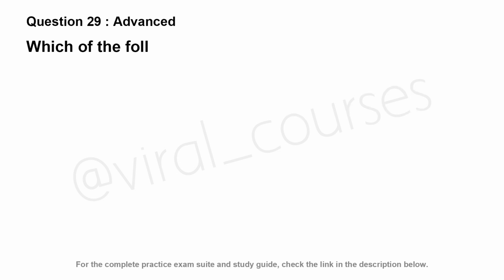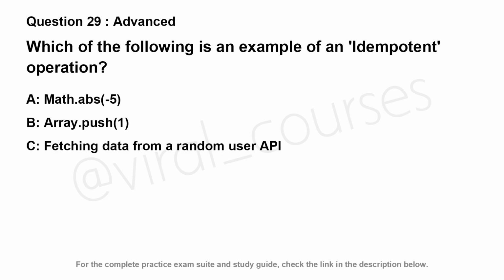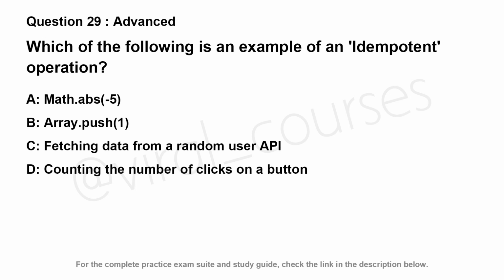Which of the following is an example of an idempotent operation? Option A. Math.abs(-5). Option B. array.push(1). Option C. Fetching data from a random user API. Option D. Counting the number of clicks on a button.